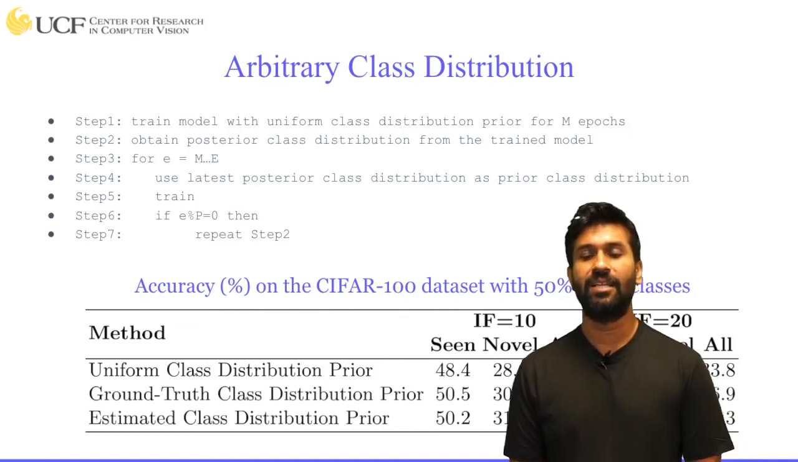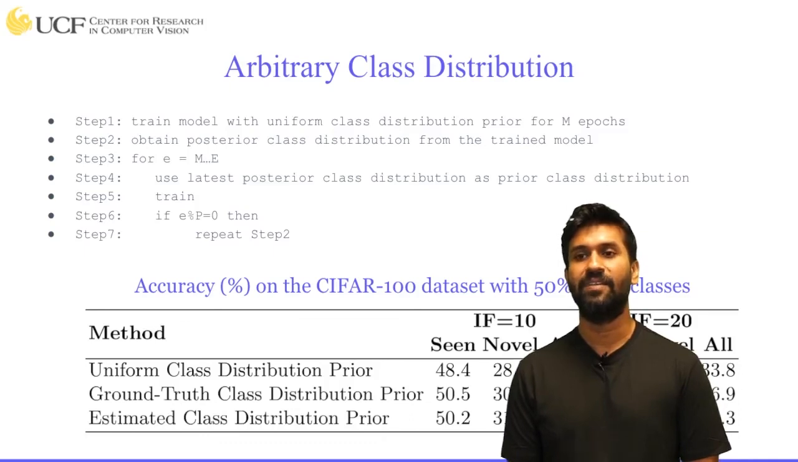But if we use the ground truth class distribution prior, that means we know the exact imbalance, the performance improves. So it validates that our method can effectively take advantage of the arbitrary class distribution prior if we have access to that. And now the last row is showing the most important result. That means what if we don't have access to the ground truth class distribution prior and we estimate it using the previously described estimation method. Even in this case, we see that the performance is reasonable for both imbalance factors, and it outperforms just using the uniform class distribution prior. So this shows that our method can be applied to any situation where we don't know the class distribution prior in advance.